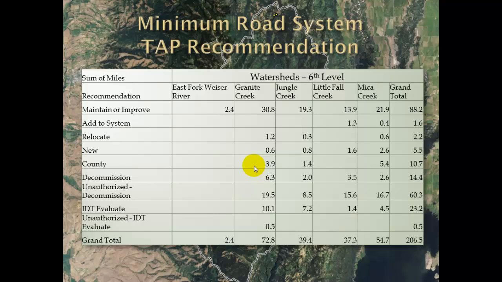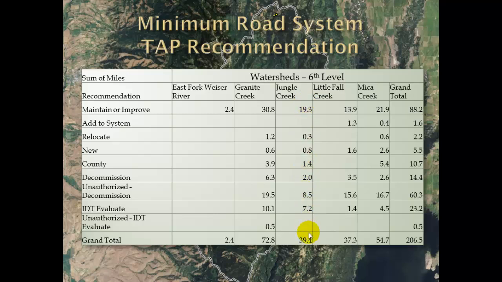The county has 3.9 miles within that watershed. System roads that were recommended to be decommissioned are a total 6.3 miles within Granite Creek. And for unauthorized roads, the recommendation for decommissioning was 19.5 miles. And then there are 2 categories where the roads need further evaluation by the ID team. System roads, 10.1 miles, and unauthorized roads, 0.5 miles. So that within Granite Creek, that is a total of 72.8 miles.